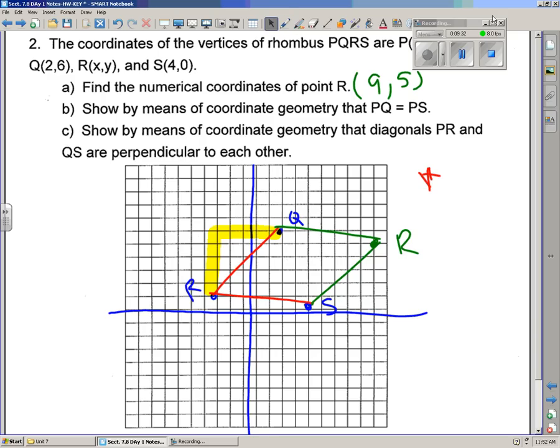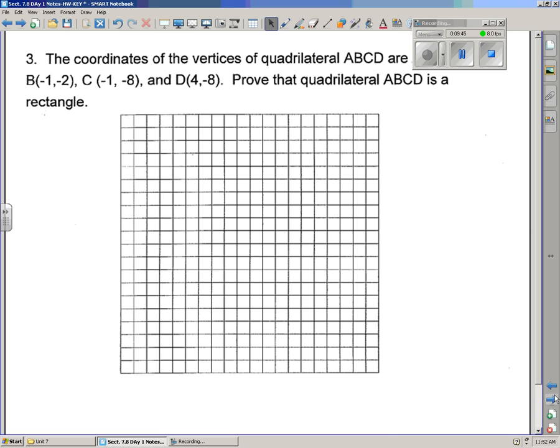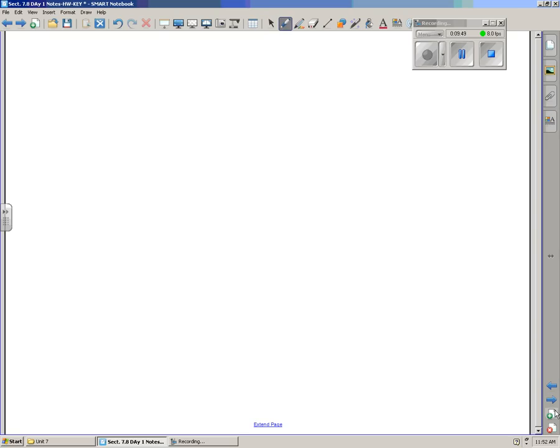There we go. And now we need to show by means of coordinate geometry that PQ and PS are congruent. PQ and PS are just two sides. So for sides, what I have to do is a distance formula. So I'm going to come on to a new page. So this is part B. I need to show that PQ is equal to PS. And I'm going to use the distance formula.